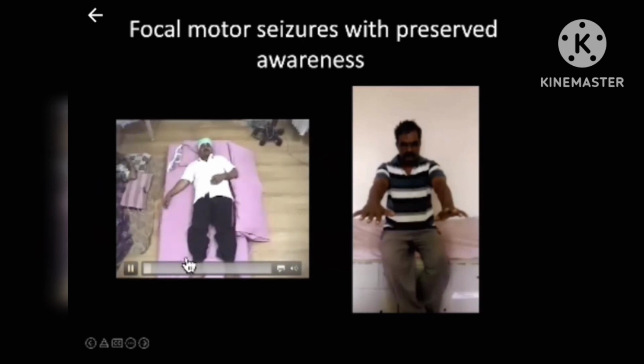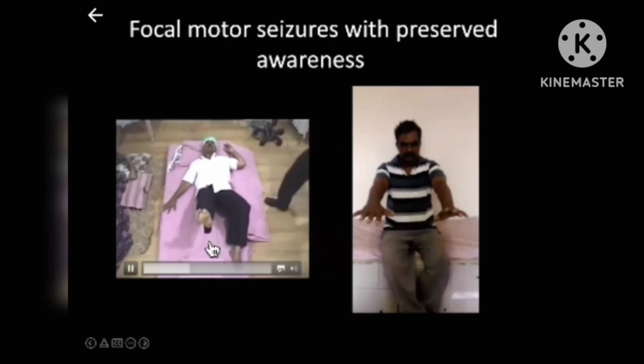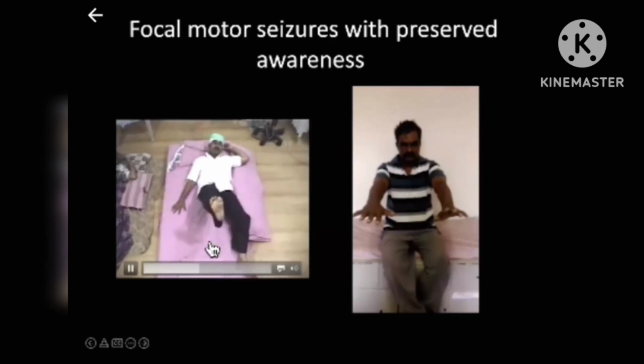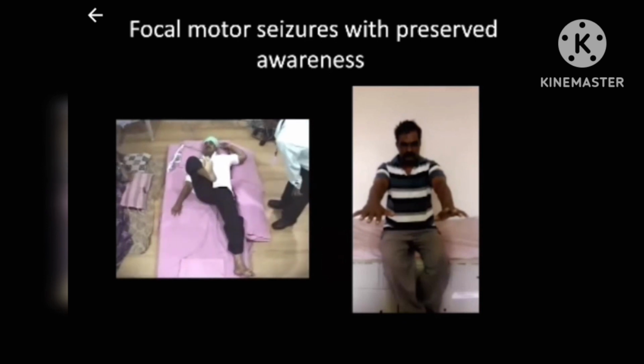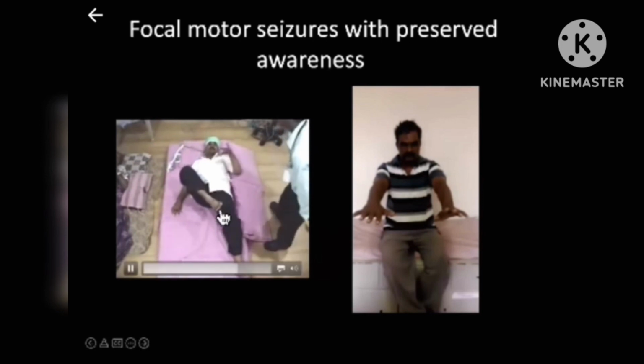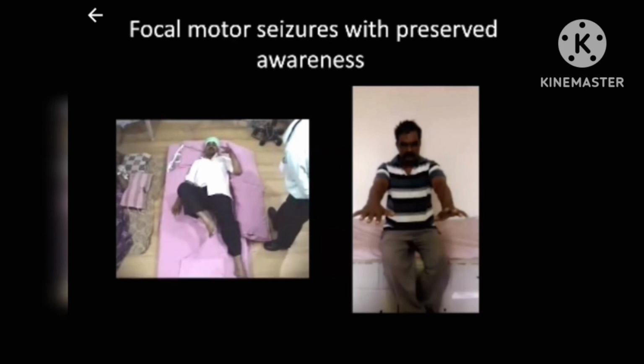Just see what his leg is doing. Now you see what happens. Okay, so his leg is raised. See, suddenly his leg has become tonic. It's a motor activity. It's a tonic leg flexion. You see that? And some jerking of the leg. And he's aware. He's telling the technician, I'm getting this tightening of the leg. So that is a classical focal motor seizure involving the right lower limb.